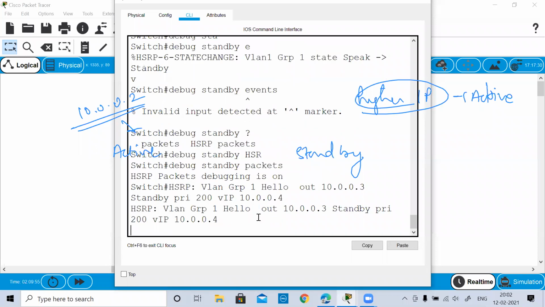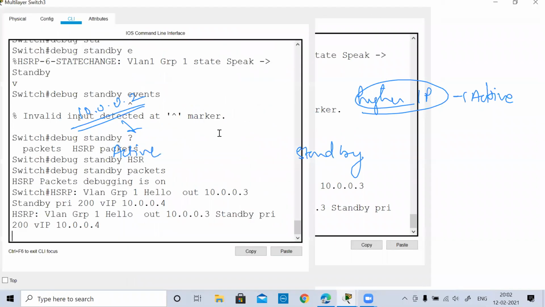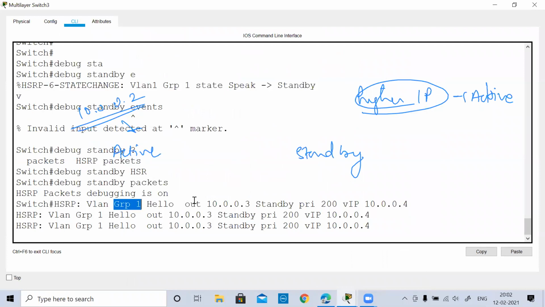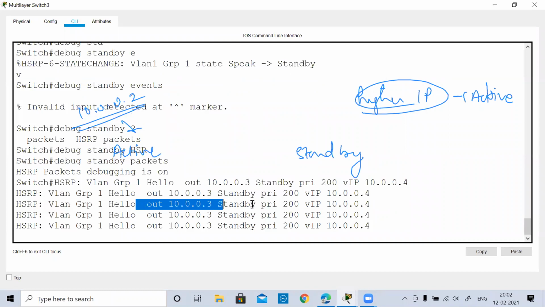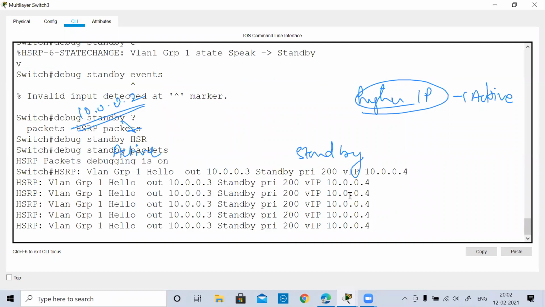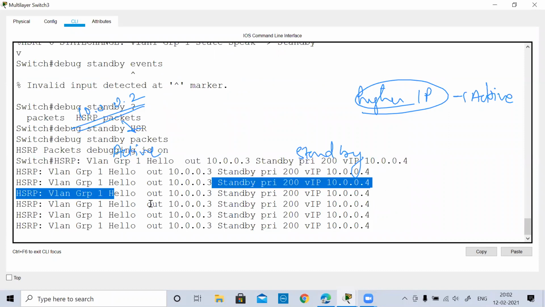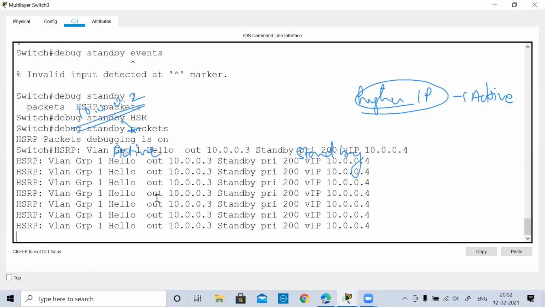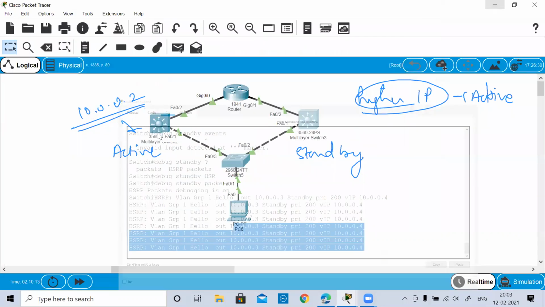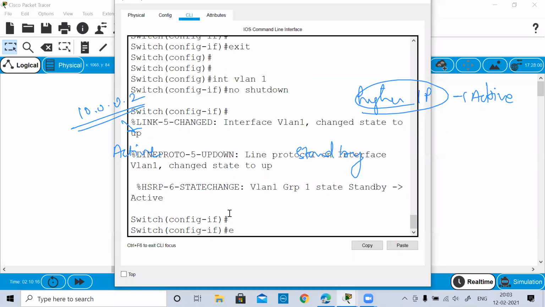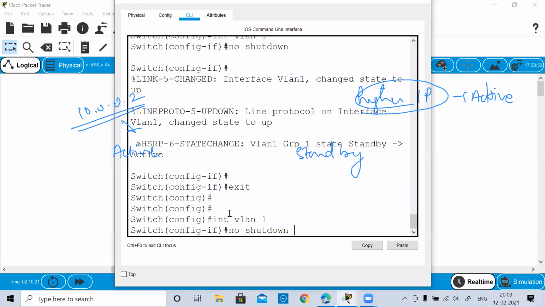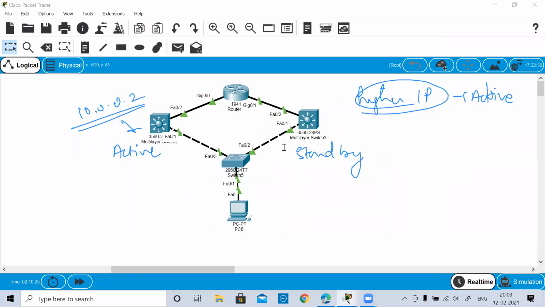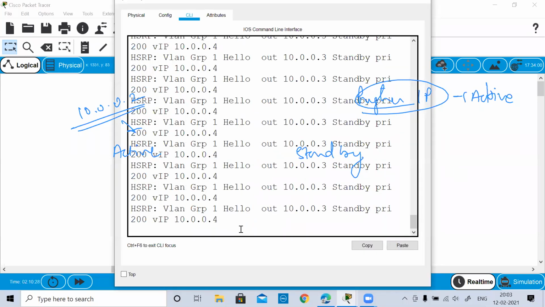You would be able to see the messages or the states which I was talking about. So you see the hello messages are being sent. Group 1 hello out, standby, priority is 200, virtual IP is this. So at present it is exchanging the hello messages or the hello packets. Now I will go to the interface VLAN 1 and shut this. Let's see what happens here in the debug.